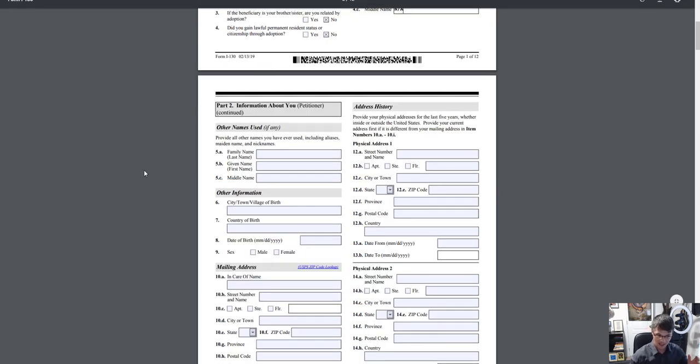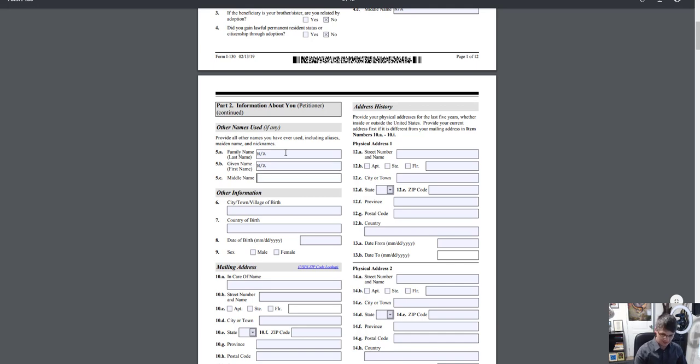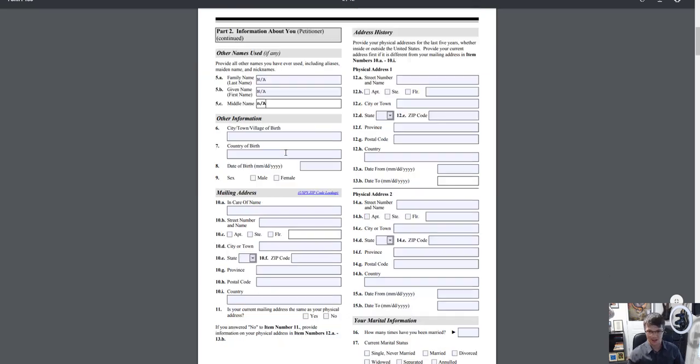So if you have a new legal name, put it here. Obviously it's a new name, so it means you have an old name. If you do have old names, make sure to put them here. It's very important that you use them. If not, then just put NA, NA, and NA. You get the point. There we go. Now, city, town, village of birth, country of birth, understandable.